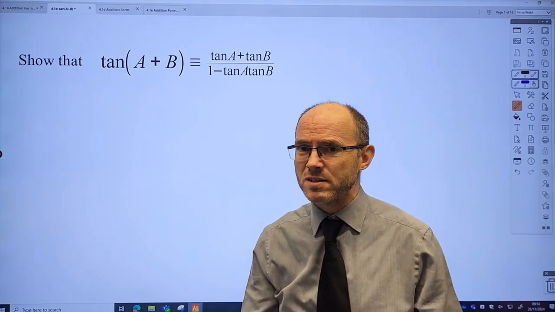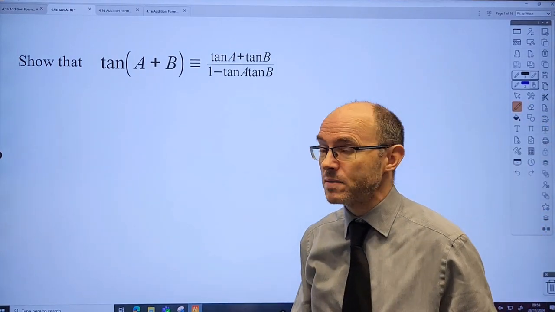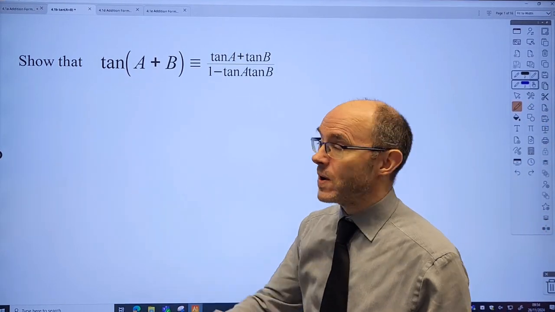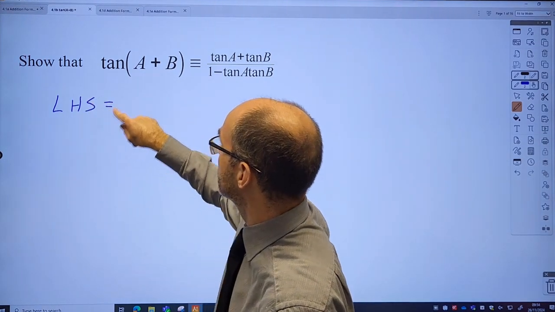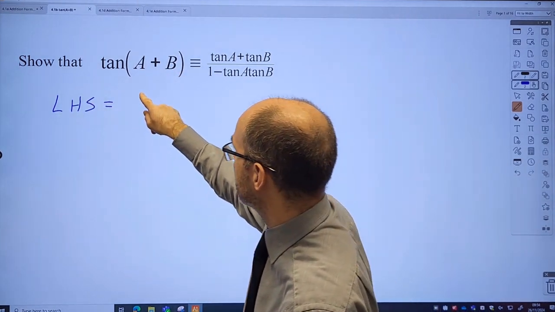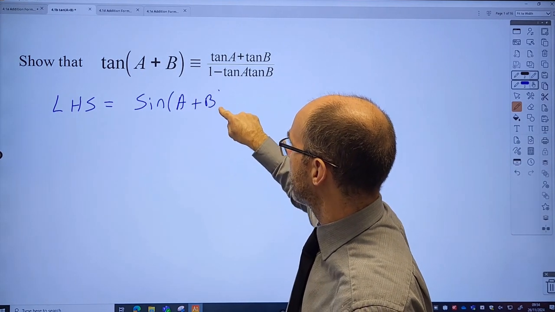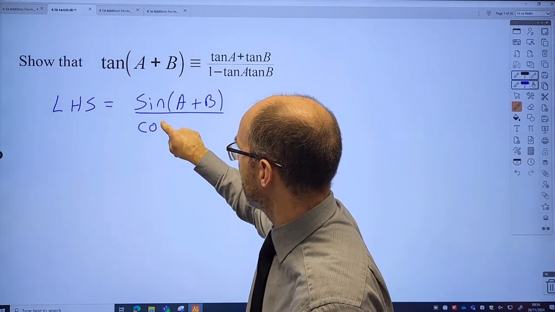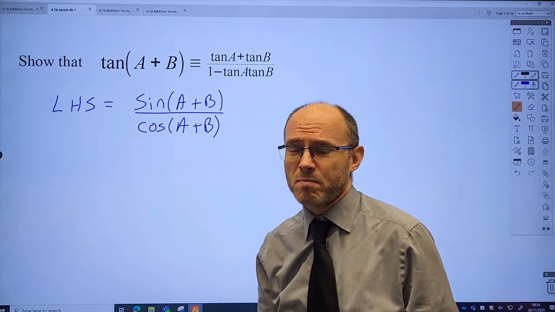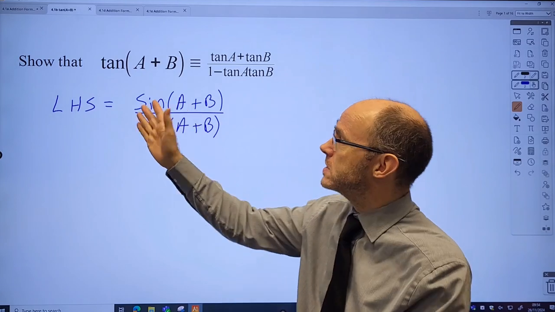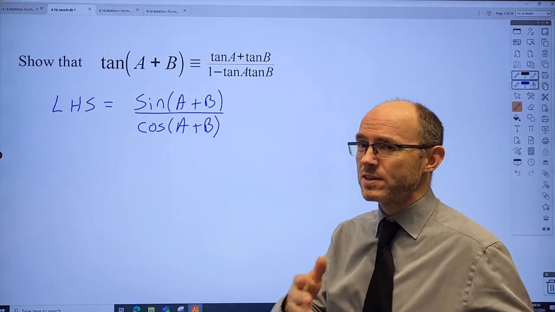The question is to show that this is the same as that. Sometimes you get a bit of a hint. Sometimes you're told to consider the addition formula for sine and cosine. But if you're not, then you just got to know how to do it. So you'd start off with the left-hand side, which is tan(A+B), and just write it as sin(A+B) over cos(A+B). I'm hoping you're seeing where this is going. Maybe pause the video and have a go yourself, and then play the video again when you're happy, or you just keep on watching.